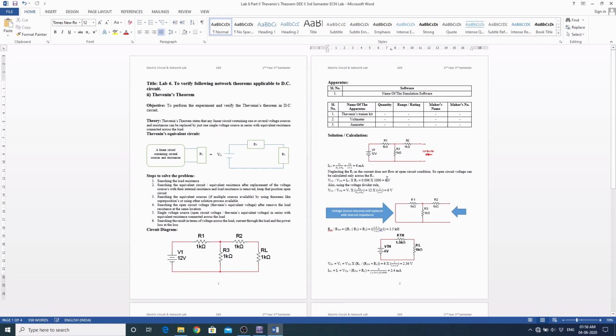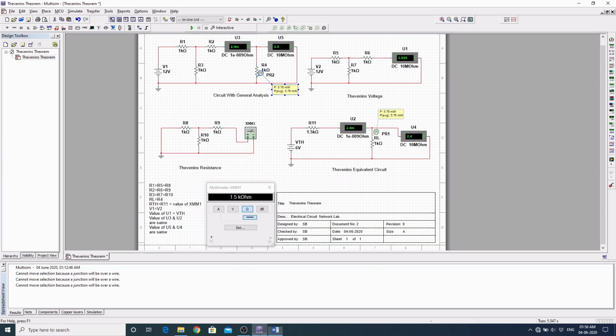So from this experiment you saw how we can perform the Thevenin's theorem, and how we can verify the Thevenin's theorem using this simulation software. Once again I would like to say that this was our main circuit in which the voltage, current and power were measured, and after that according to the Thevenin's theorem the step-by-step operation has been done.